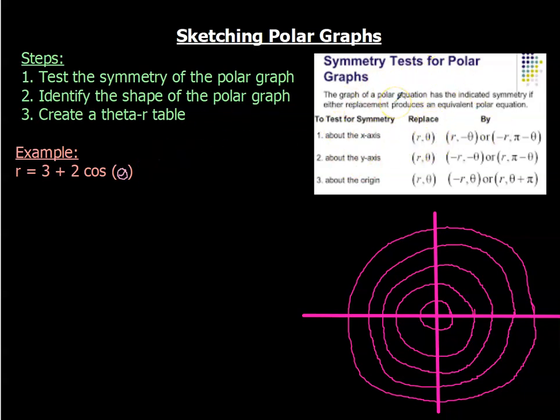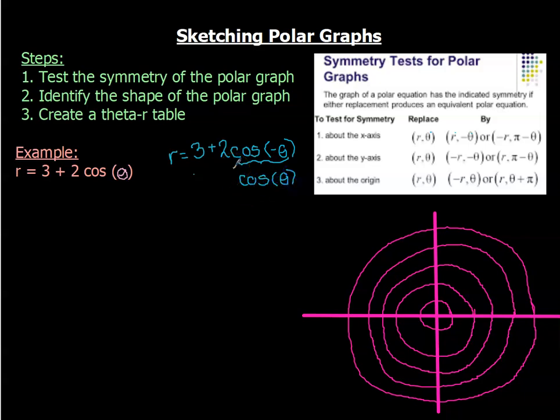So I'm just going to show you quickly how to test the symmetry of the polar graph and why it's significant when we're graphing. Starting off, I'm going to replace r and theta with r and negative theta. Given this example, I'm going to change 3 plus 2 cosine of theta into 3 plus 2 times cosine of negative theta. If you go back to module 5, under even and odd identities, you'll note that cosine of negative theta equals cosine of theta because it's an even function.